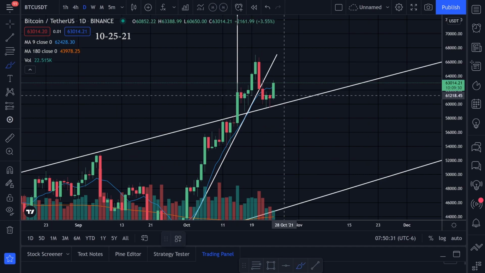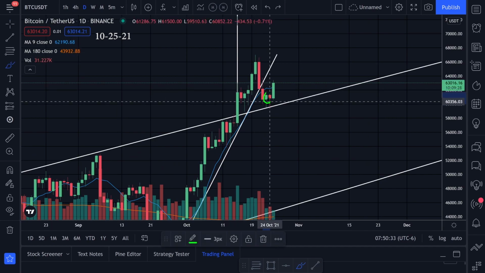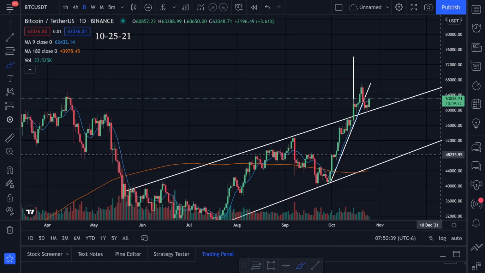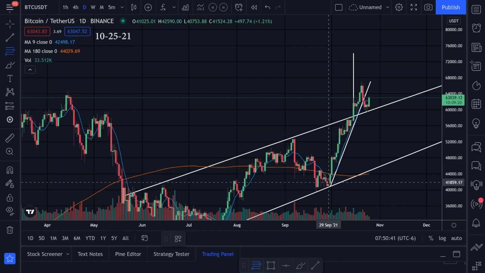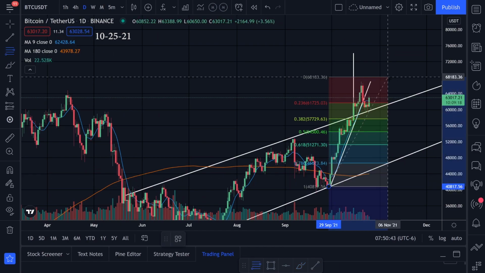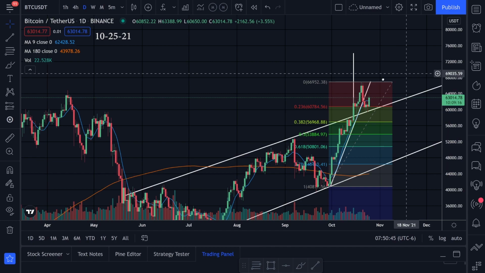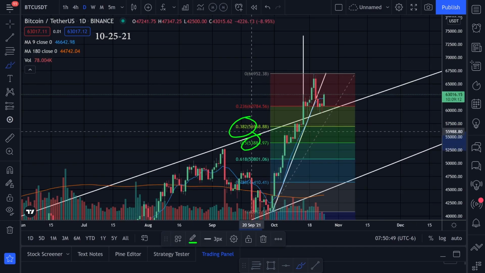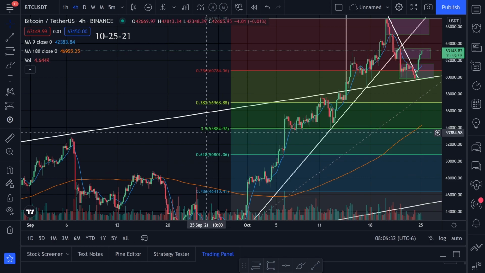I did get worried when we broke below it and then we closed below it and then we got another red candle. I was thinking that we might be coming down, and so what I did is I did some Fibonacci retracement levels from the bottom of this trend to the top of this trend, and right now I do have some limit orders sitting at the 38% level and the 50% level. The 50% level is 53,884 and the 38% level is 56,968.